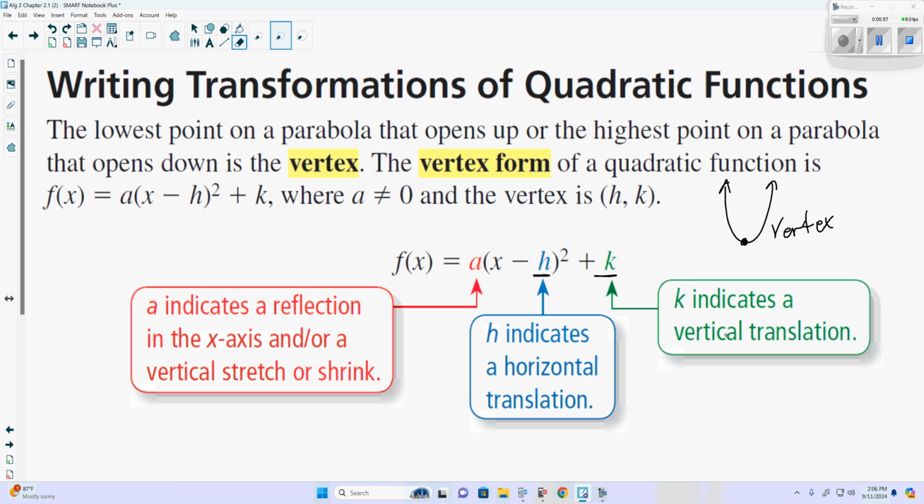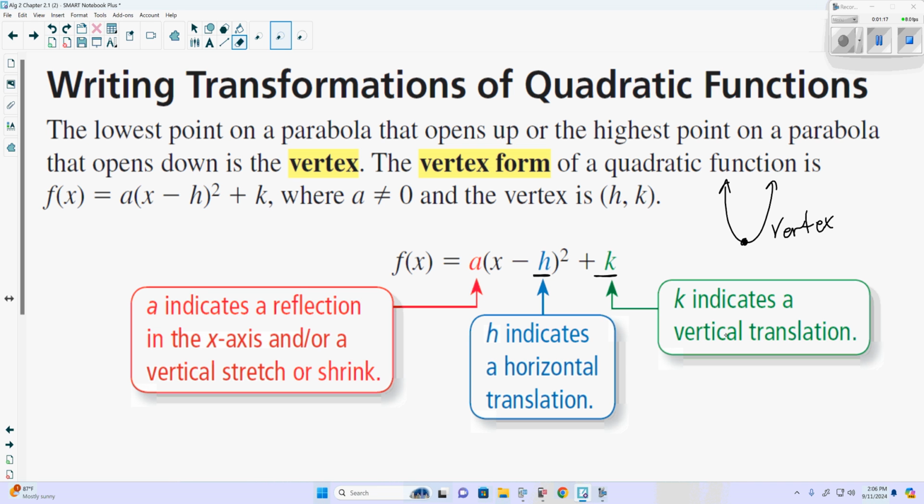So a indicates a reflection in the x-axis and our vertical stretch or shrink. We've gone over this. h indicates a translation left-right, our horizontal translation. And k indicates a vertical translation, moving it up or down. Again, we've covered all of these different parts.